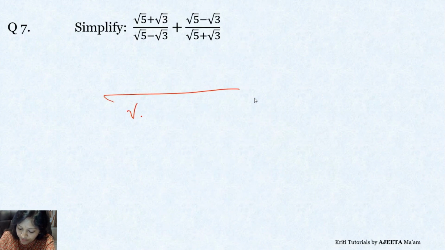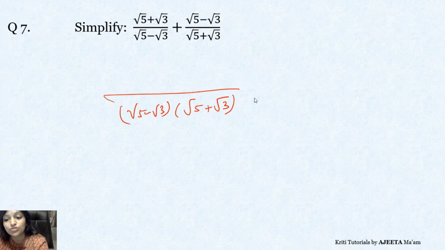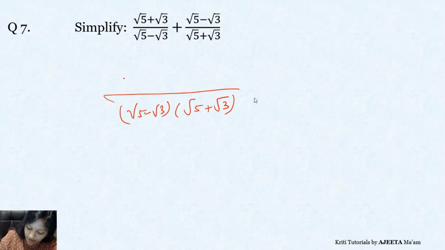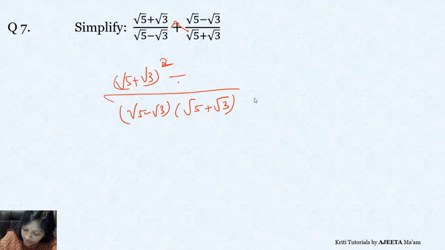So no need to rationalize after that, because I will simply get a plus b, a minus b here. So it will become a square minus b square, right? So here what will you get? If you cross it, square.